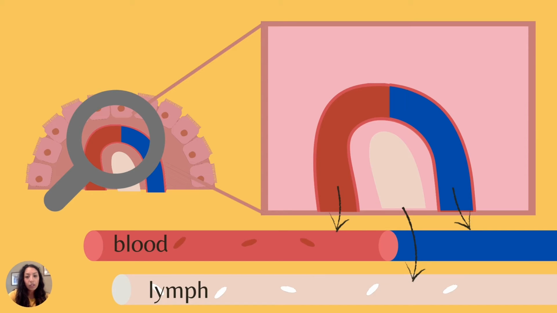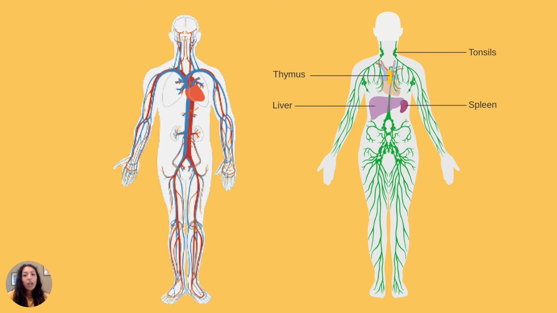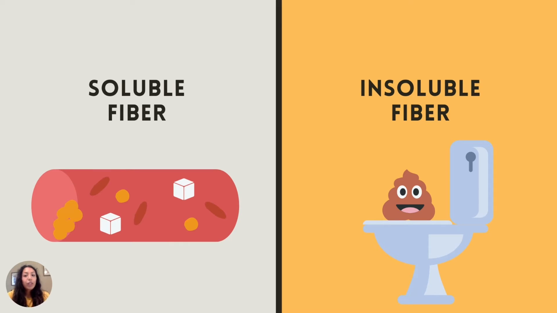So these enterocytes uptake the nutrients from the food that we eat and take it into our blood and our lymphatic system. Our blood is the one that carries the red blood cells, and our lymph is what carries the white blood cells. And from there, we move the nutrients from our blood and lymph to where it needs to go in our body to be absorbed. So now that we understand how absorption works, we can understand the two types of fiber better.